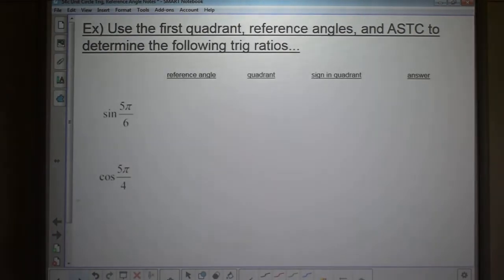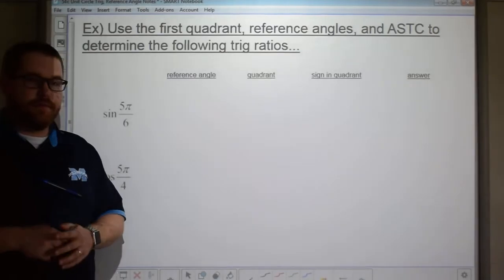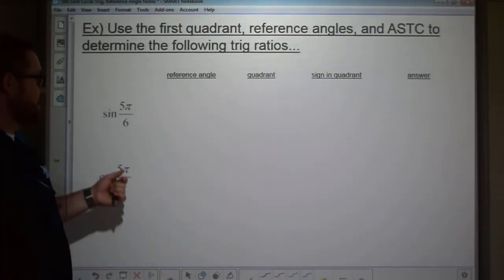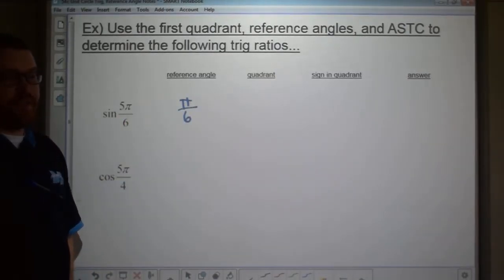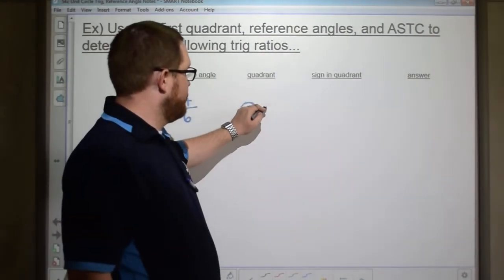So, let's try this. 5 pi over 6. Is that closer to 0 or to pi? Well, it's much closer to pi. Pi is 6 pi over 6. This is 5 pi over 6. It is pi over 6 away from being on the x-axis. 5 pi over 6 is in the second quadrant.